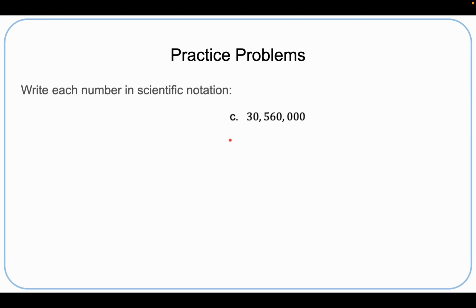Okay, here we want one digit in front of our decimal point, and then we're going to write the rest of them. So don't forget this 0: 3.056 times 10. And then how many places did we move our decimal point to the right? It can help to use these commas. So 3, 6, 7. So 10 to the 7th power.